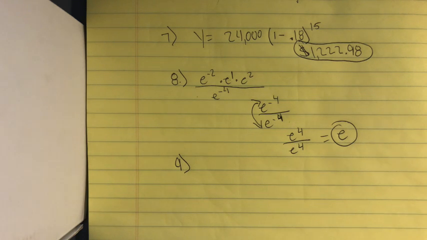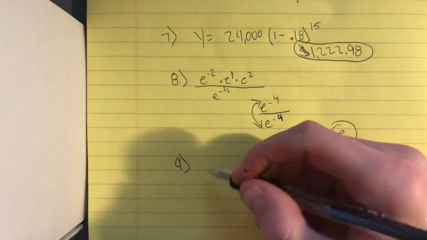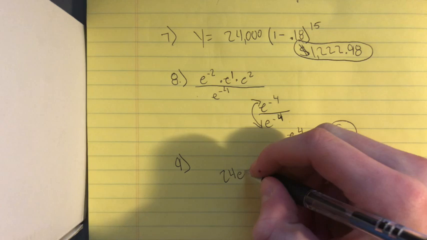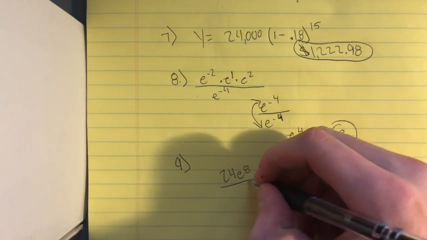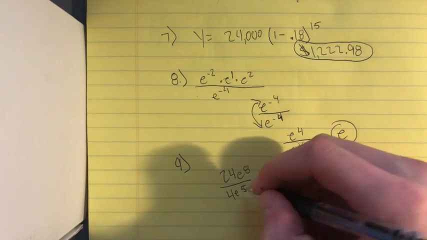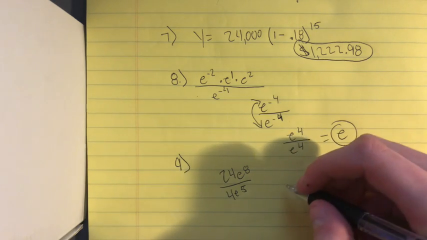Let's keep going at the 15-minute mark almost. Number 9. We've got 24e to the 8th divided by 4e to the 5th. Well, everybody knows 24 divided by 4 is 6.